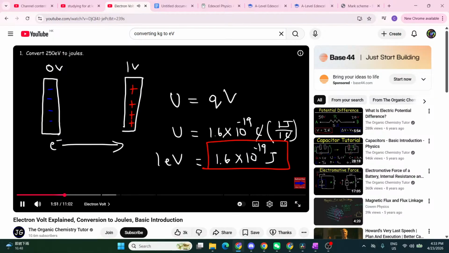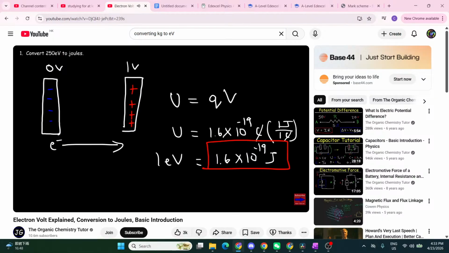Now, I do want to mention something important. As this electron moves from the negatively charged plate towards the more positively charged plate, it gains 1 electron volt of kinetic energy. So the kinetic energy of the electron increases. However, the electric potential energy decreases. It loses 1 electron volt. So the mechanical energy of the electron does not change. Keep that in mind.